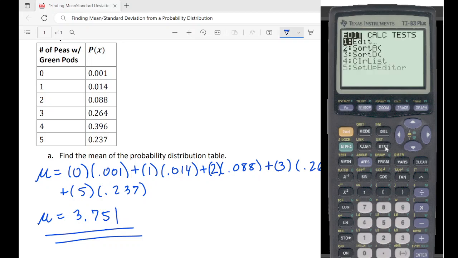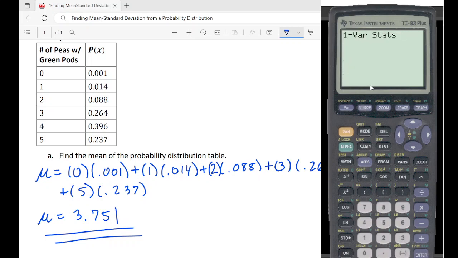So we're going to go to Stat and One Edit for our list. And we're going to have our list here. And as you can see, I've already plugged everything in ahead of time. But again, first column in L1, second column in L2. Once everything's in there, and make sure it's typed in correctly, you're going to go back to Stat, go over to Calc, and we're going to do one var stats.